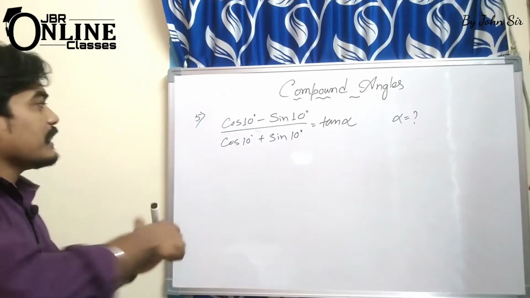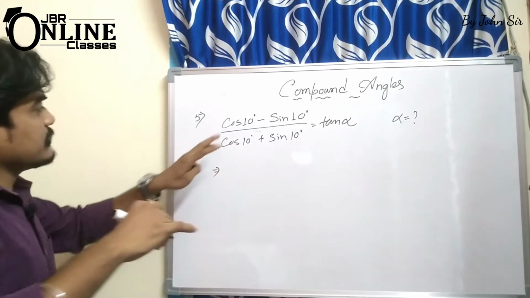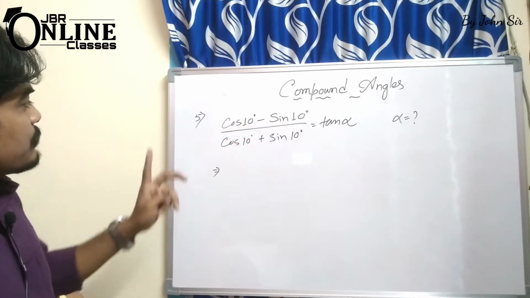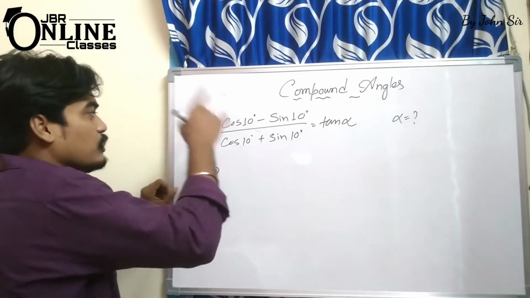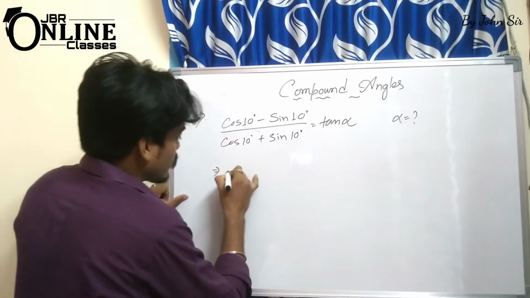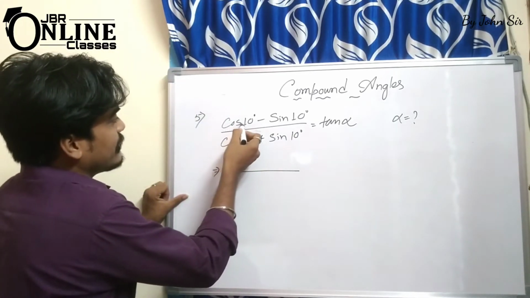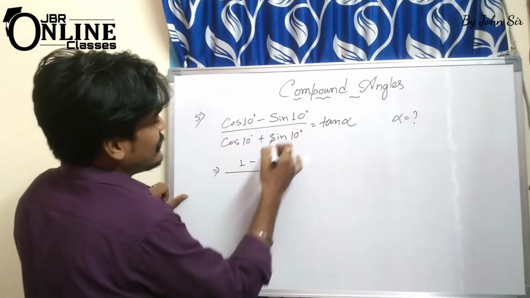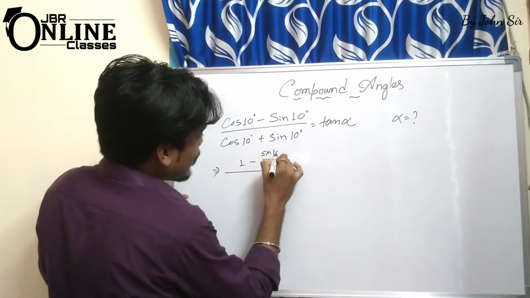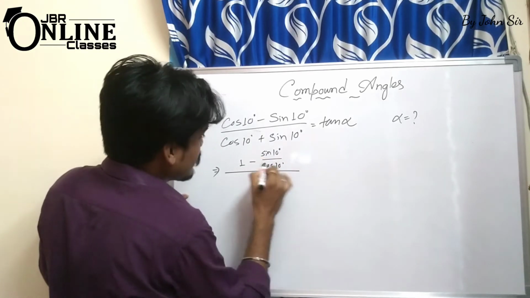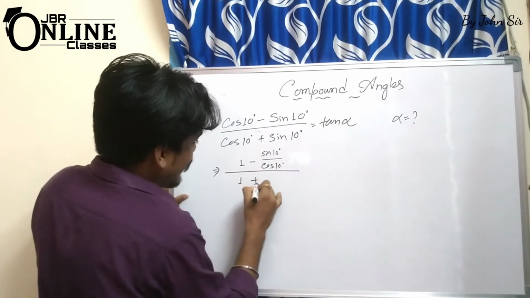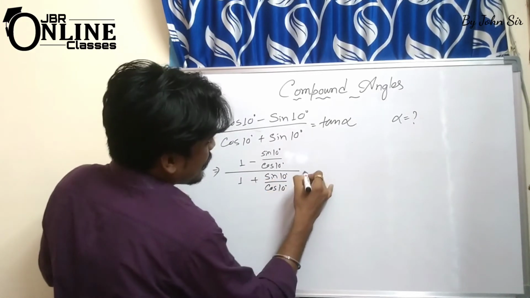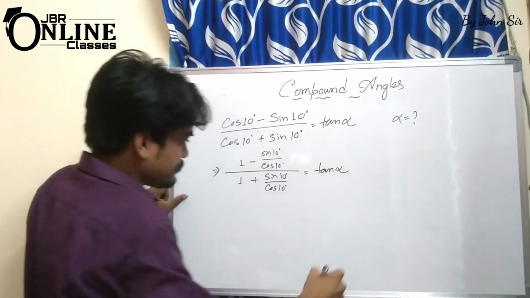So here first you can apply, first here take cos 10 degree minus sin 10 degree. So first I have to divide cos 10 degree in numerator and denominator both. Okay, so if you divide cos 10 degree by cos 10 degree, then it will be 1, then minus, then sin 10 degree by cos 10 degree. In the denominator also 1, and it's plus sin 10 degree by cos 10 degree, and that equal to tan alpha.